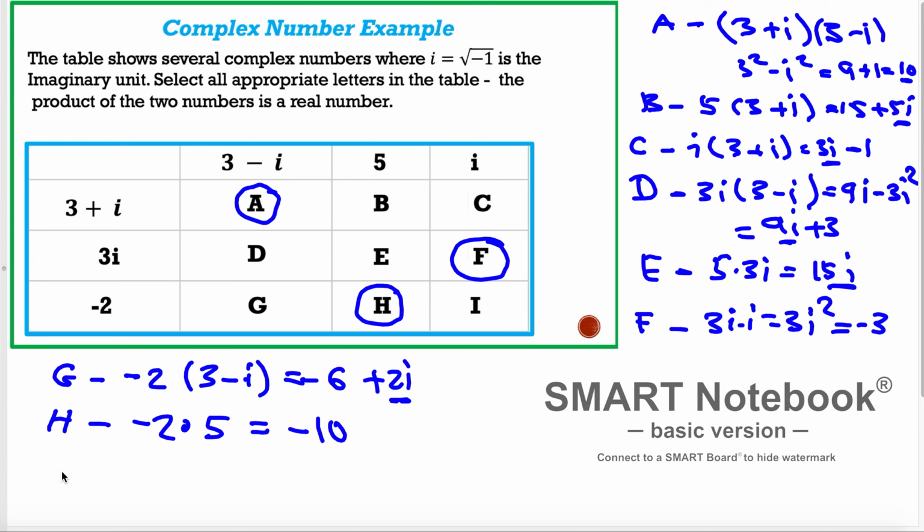And finally I is going to be here minus 2 times i. Minus 2 times i is minus 2i. So this is a pure imaginary number. So the only answer is AFH.